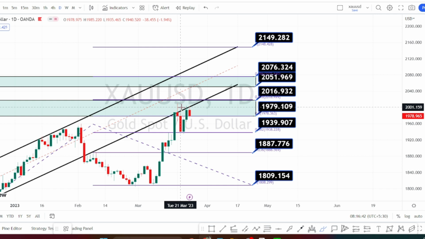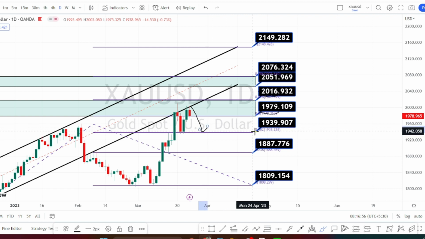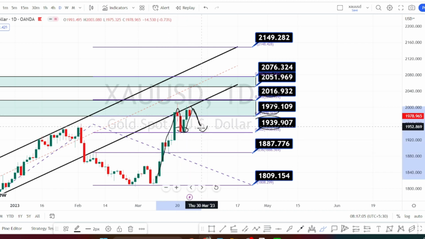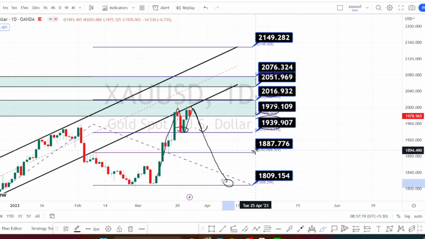So if the price action doesn't manage to break this resistance zone between 2016 to 1979, we can expect a bearish side retracement to start, and next level of support is going to be around 1939. And once this support level is broken, it will be forming into a double top pattern, which means we can expect it to retrace up to the level where it started its bullish side retracement. So next level of support is going to be around 1887 and 1809.